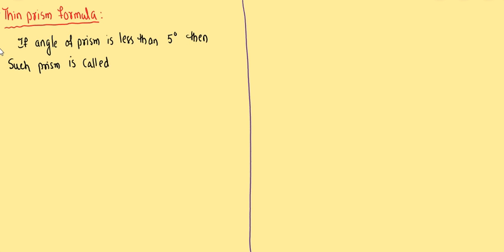Angle of prism. If the angle of prism is less than 5 degrees, then such a prism is called a thin prism. Thin prism means its angle of prism should be very small. Okay.